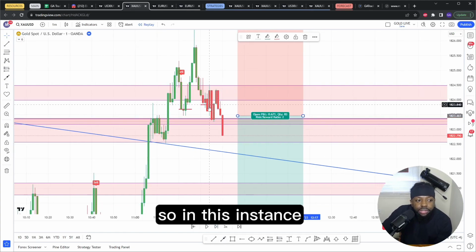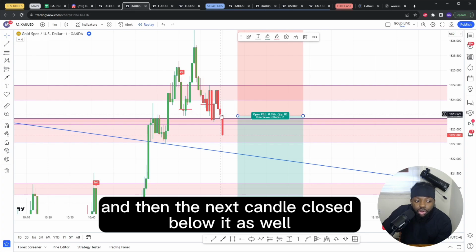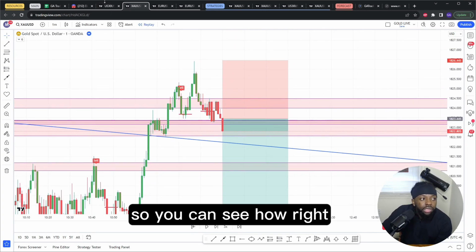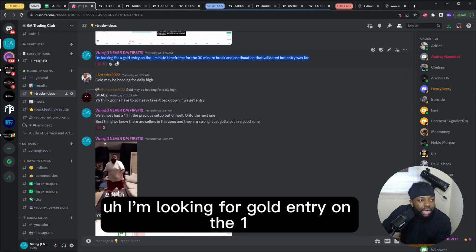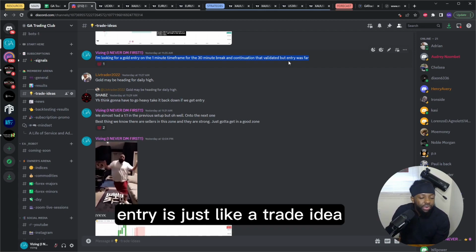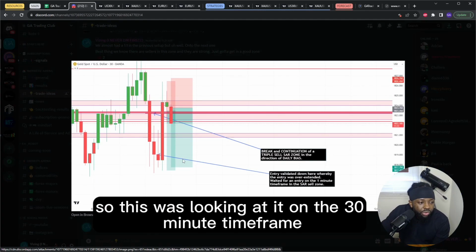So in this instance, I used the same level. I saw this candle closing above that level, and then the next candle closed below it as well. So at this point, I entered. So you can see how this was a trade idea. I just said I'm looking for a gold entry on the one. So that's not an official entry. It's just a trade idea. And then I marked this up. So this was looking at it on the 30-minute time frame.